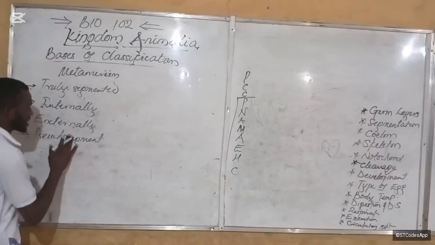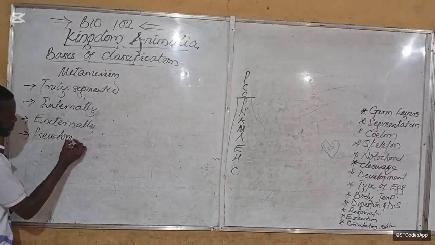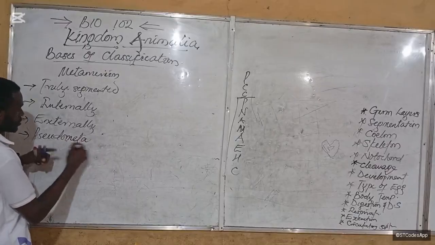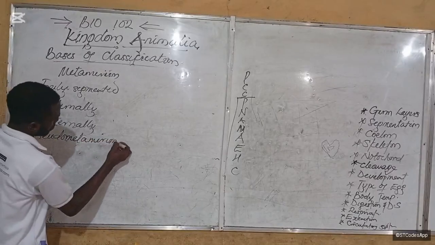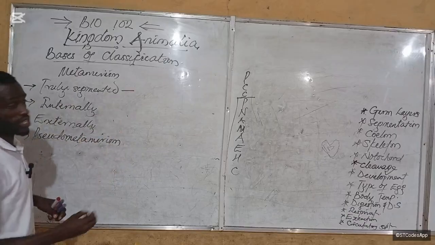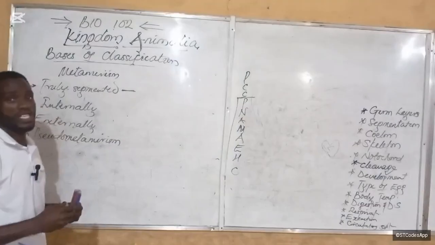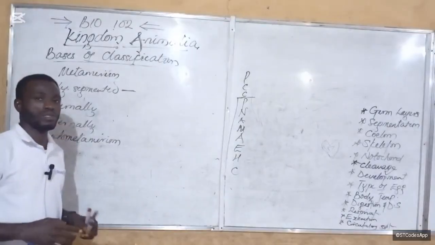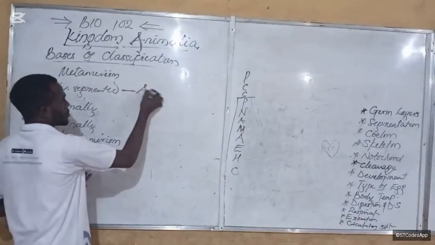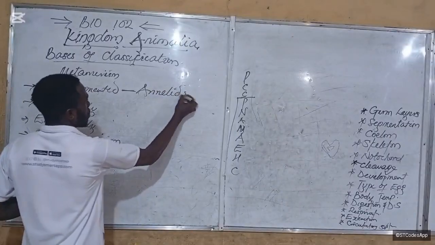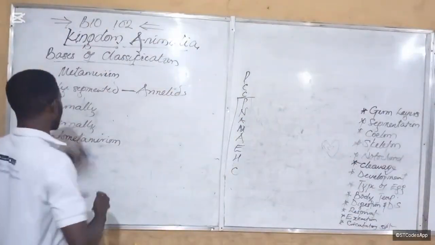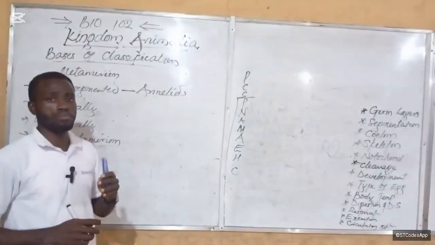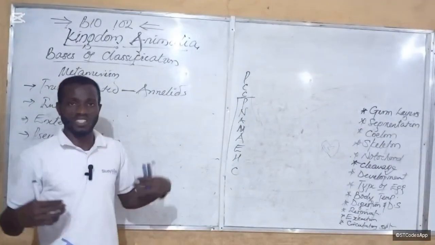So we'll call it pseudo-metamerism. Pseudo-metamerism, that's the word. Now, what is true segmentation? True metamerism is the one seen in organisms like annelids. Why is that true segmentation? It is true segmentation because it occurs both internally and externally.